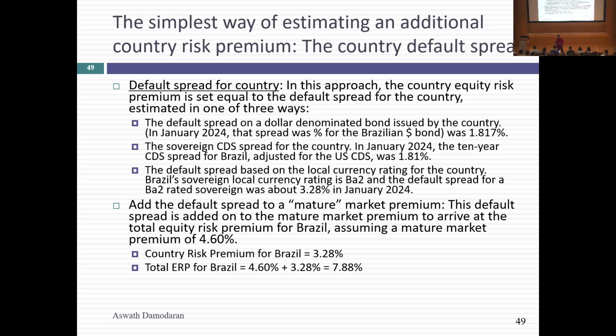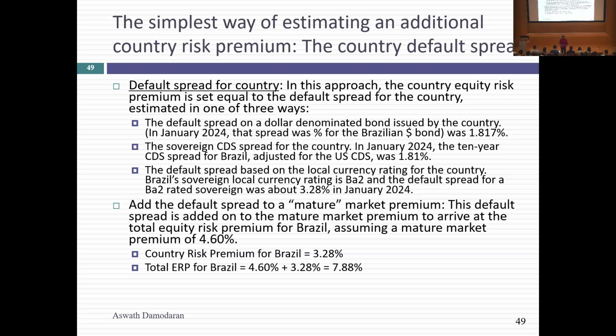So when I first started, that's the path I took because that's what everybody was taking. And then about 2 years in, I said, but this doesn't make sense. 3.28% is the default spread I would charge if I bought a government bond. I'm not interested in buying a government bond. I want to buy Brazilian equities. So let me again ask you an intuitive question. Are equities riskier than government bonds or safer than government bonds?